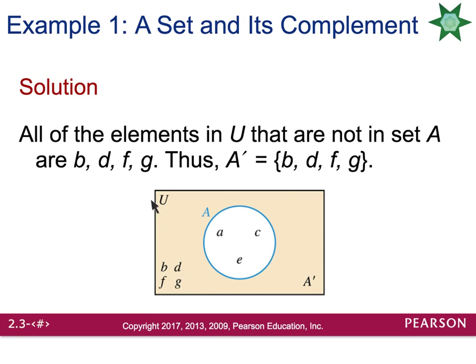So here's our universal set, that rectangle. Okay. A is going to be the circle, and we just have a, c, and e in there. Okay, and then the other ones are going to go outside that in the universal set. So this is where A complement is, outside the circle but inside the rectangle. So b, d, f, and g are the other ones that would be A complement. So there's A prime. We sometimes say A prime or A complement: b, d, f, g. Okay.